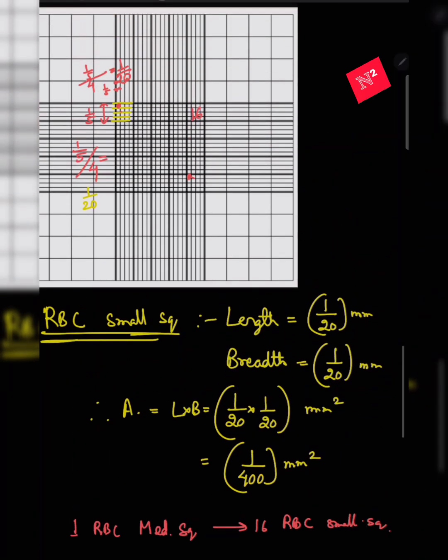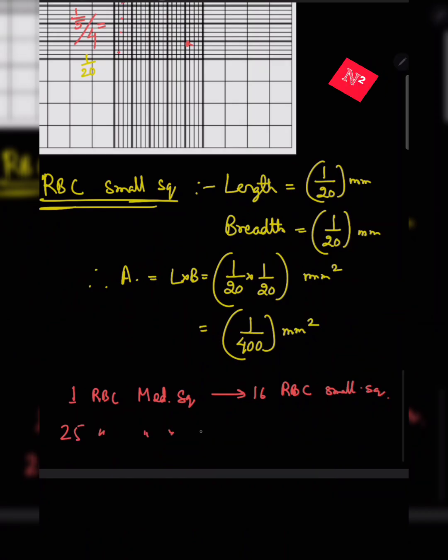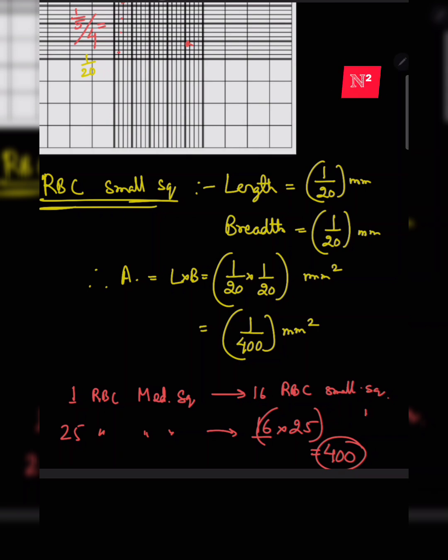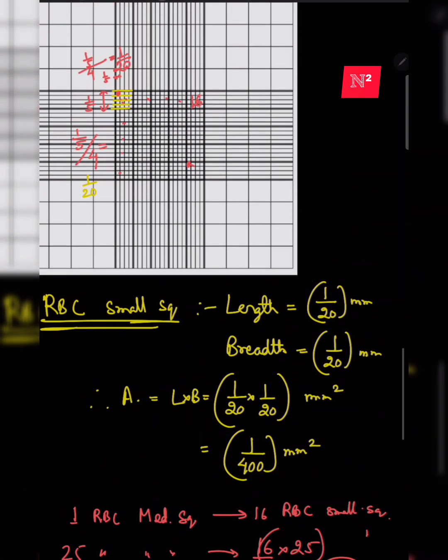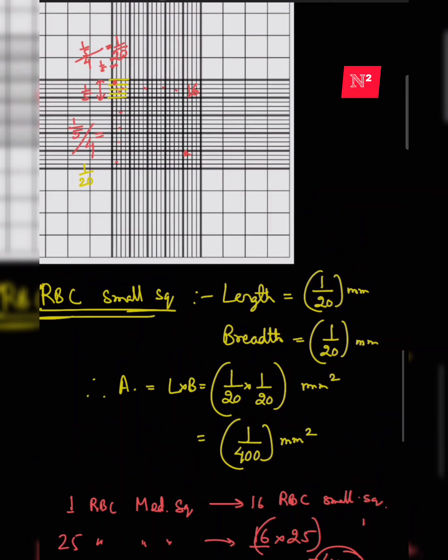How many such medium squares are there? I told you the triple lines are divided into 25. So 1 2 3 4 5, 1 2 3 4 5, so there will be 25 RBC medium squares. So 25 RBC medium squares will have 16 times 25, so we get the value of 400. So there are 400 small squares. While you are conducting an RBC count, do you think it's possible to count 400? Because the counts will be in millions, it will be humanly impossible.